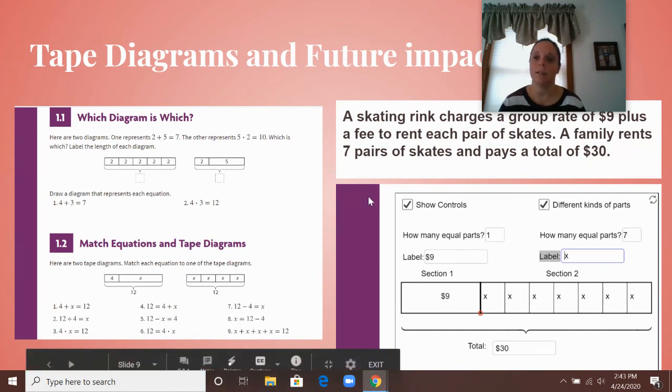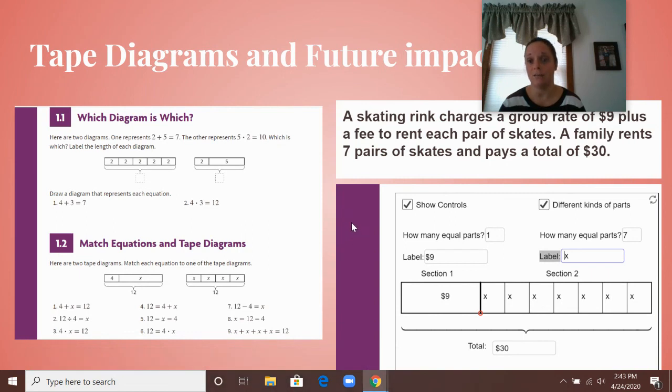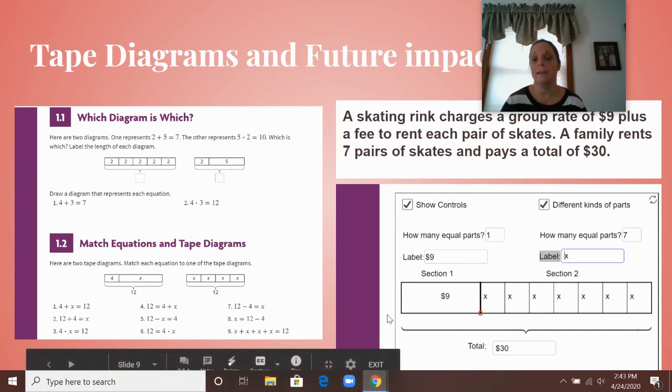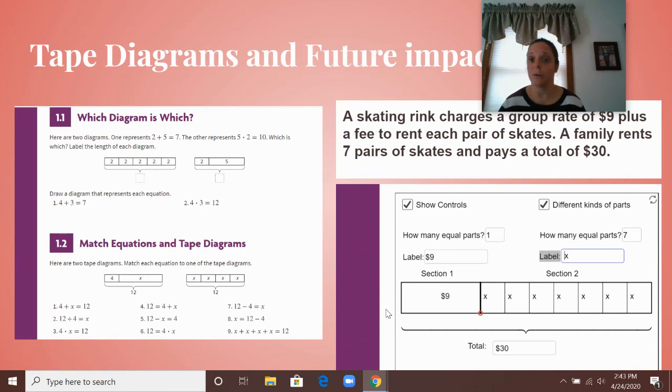And then moving into 7th grade, they take this understanding and now they have to go through a 2-step equation word problem and generate a tape diagram that represents that. So is it 2 different kinds of parts, or is it the same one kind of part? And that's the different relationships that they work through for 2 steps.